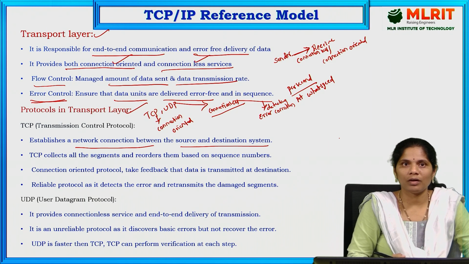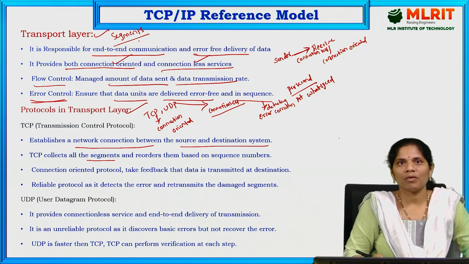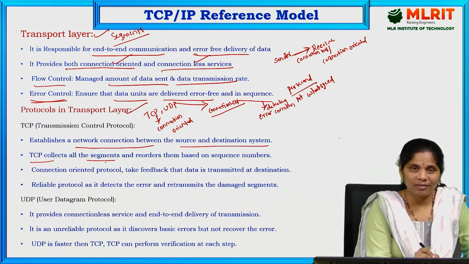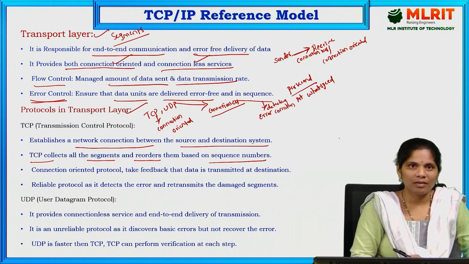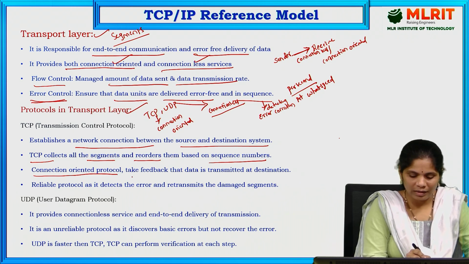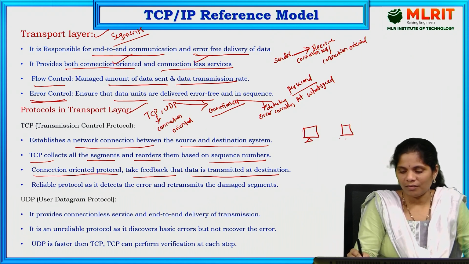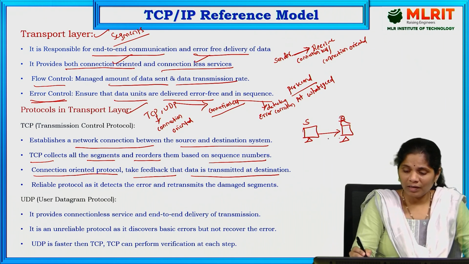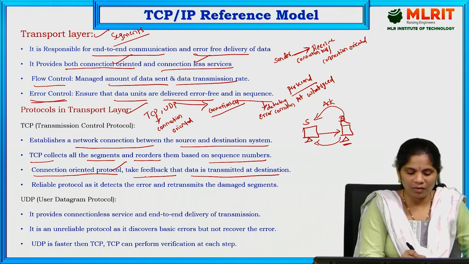The transport layer data is in the form of segments only. TCP collects all the segments and reorders them based on the sequence number. That is the main aim of TCP. At the same time, it is a connection-oriented protocol and it takes feedback that the data is transmitted to the destination. Suppose this is the sender and this is the receiver. When the sender sends data, the receiver gives an acknowledgement to the sender: yes, I received the data. That is the connection-oriented behavior, giving feedback means giving acknowledgement.